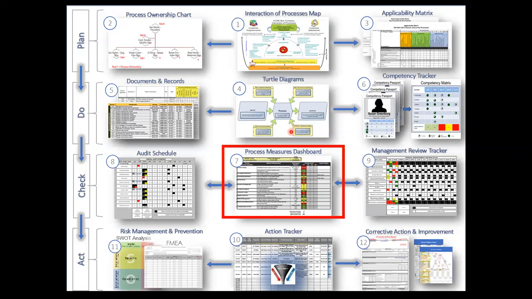If you recall, on the bottom right-hand side of each turtle diagram, so again, if you have 11 processes in tool number 1, then you'd have 11 turtle diagrams. And all 11 turtle diagrams would have process performance indicators for that process in the bottom right. So what the process measures dashboard is, it's nothing more than an aggregate of all of the metrics on each of the turtles, which I think is pretty cool.